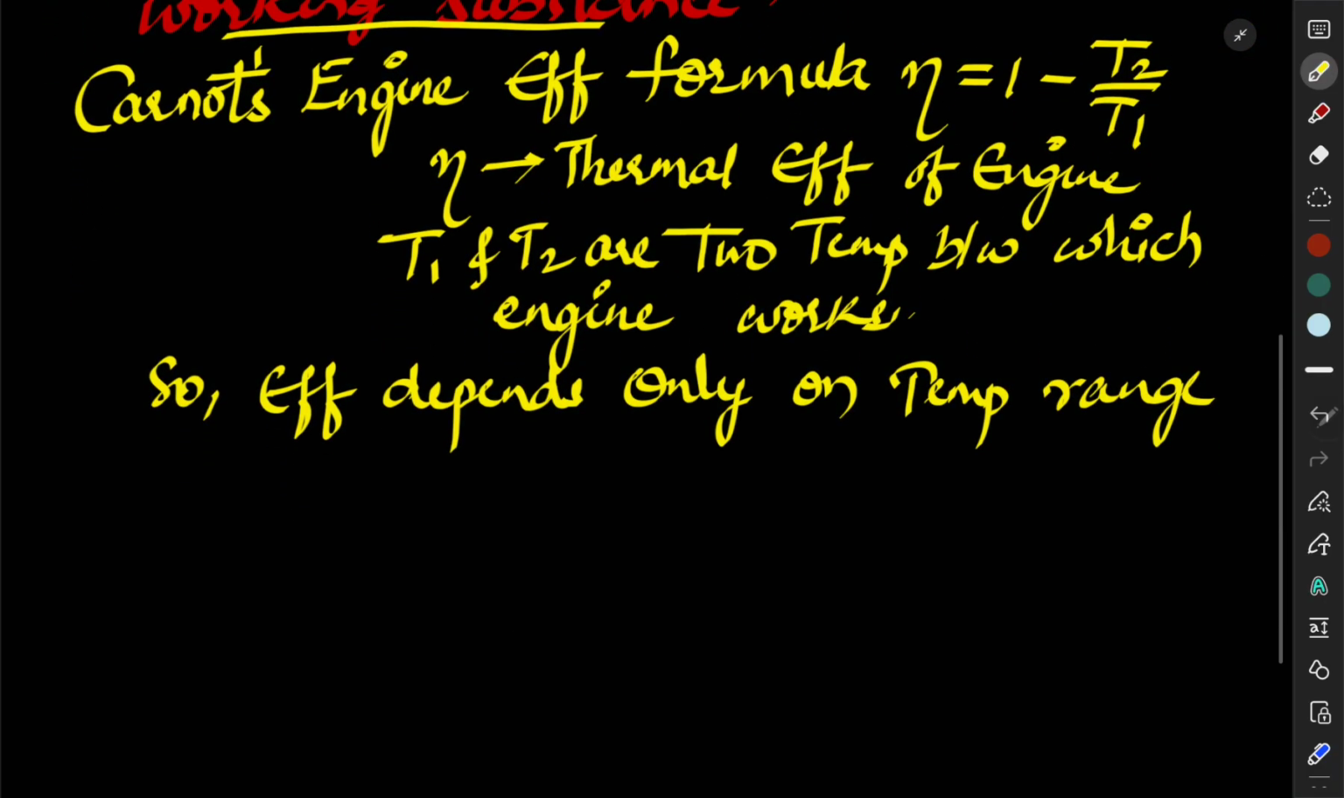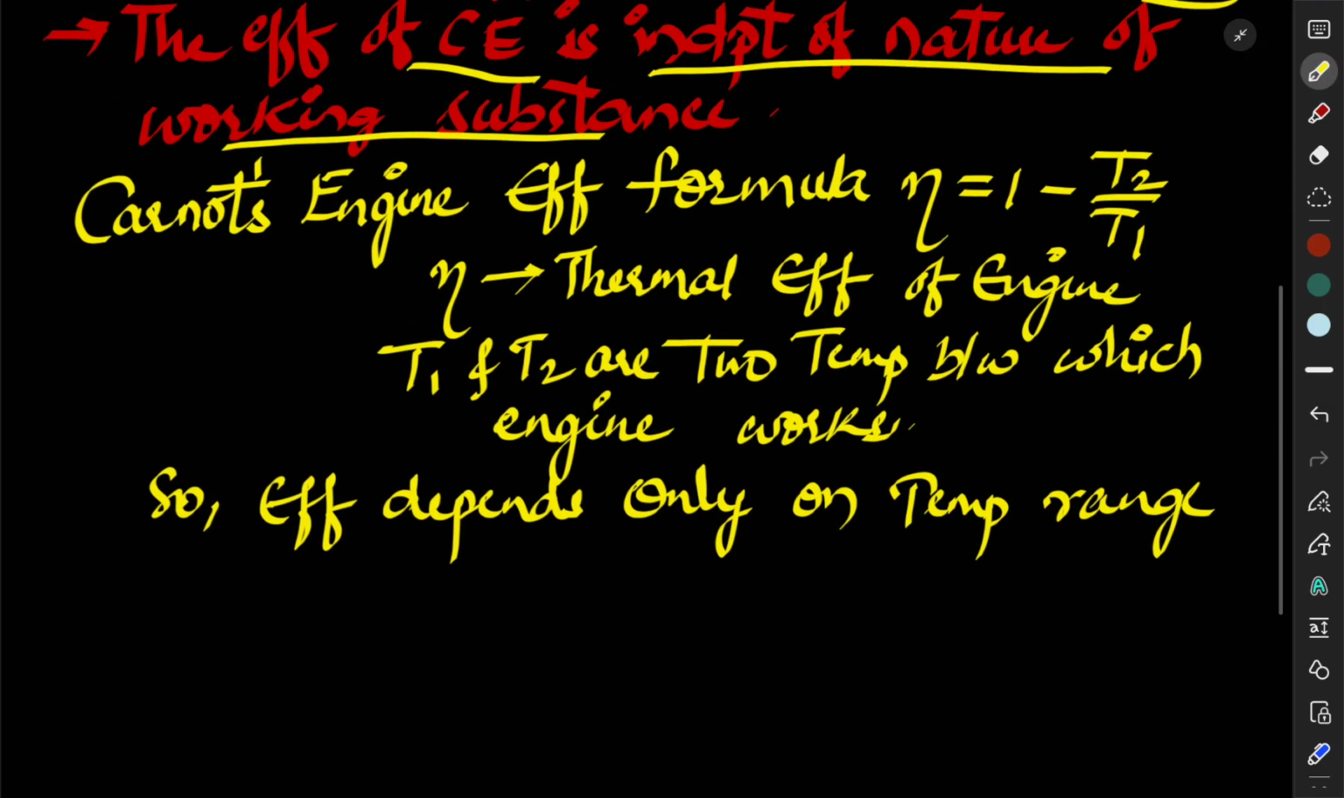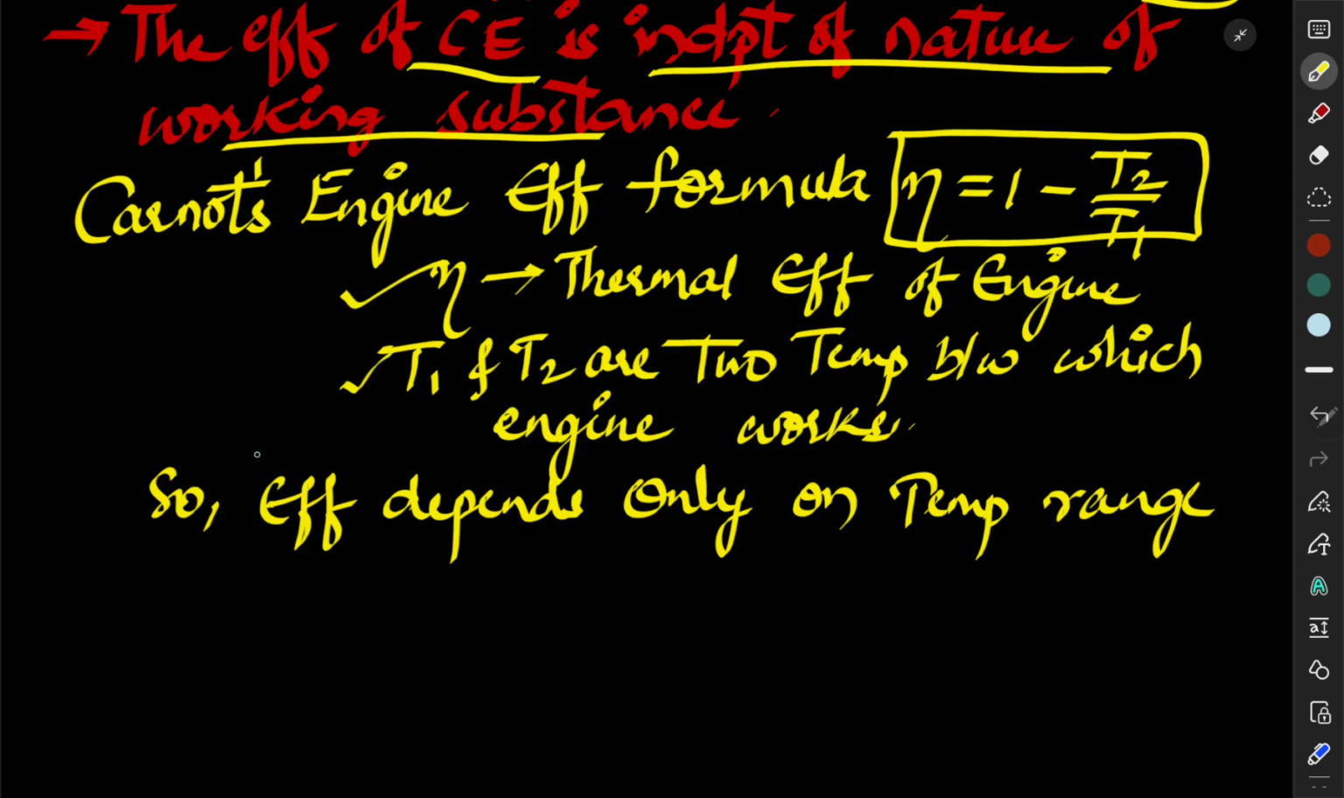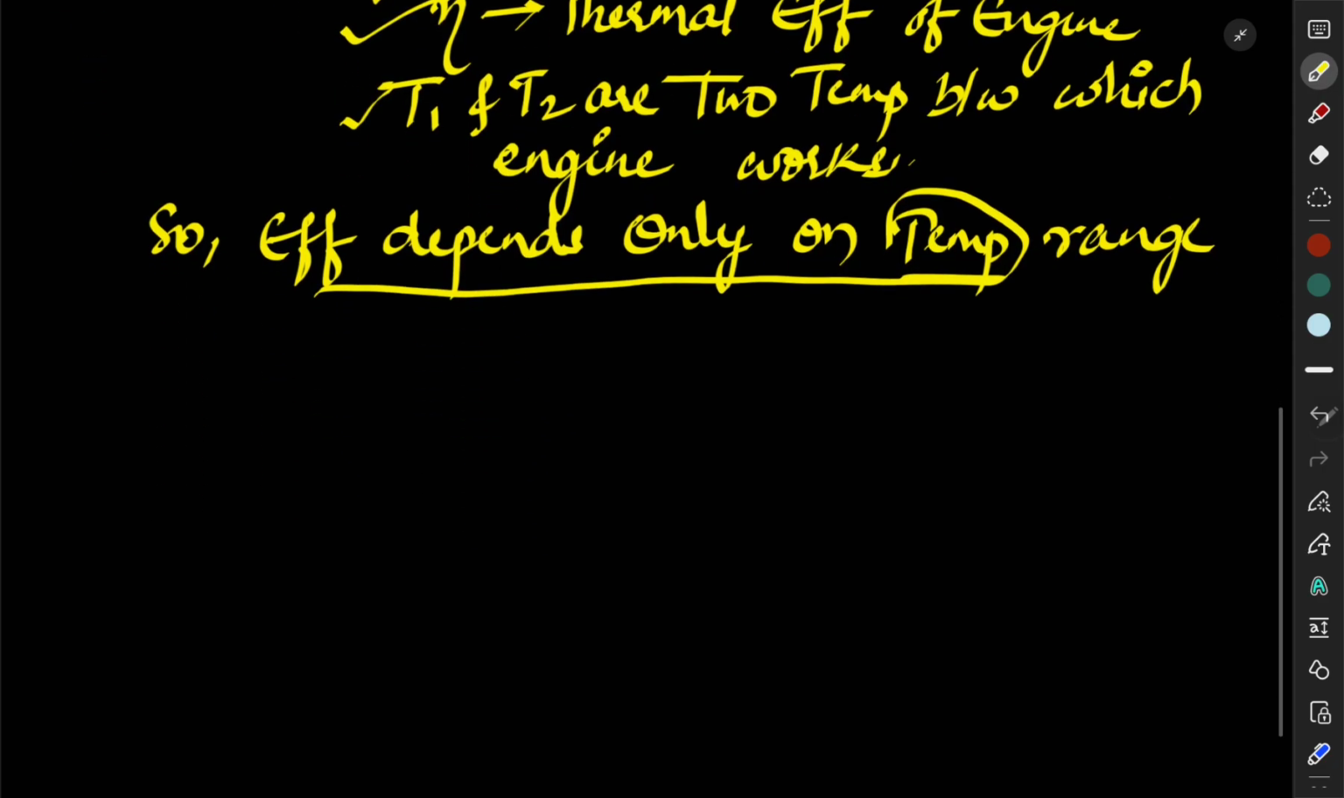Carnot's engine efficiency formula. So this is the Carnot engine efficiency formula: eta is equal to 1 minus T2 by T1, where eta is the thermal efficiency of the engine, and T1 and T2 are the temperatures between which the engine is working, hot and cold. So we can see from the formula that efficiency depends only on the temperature range.